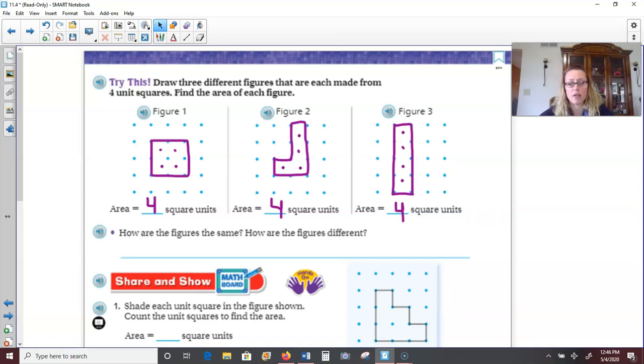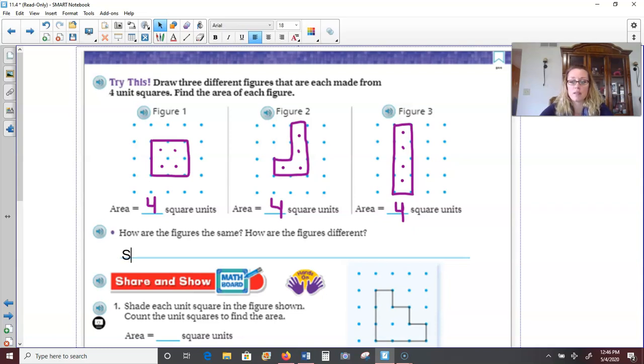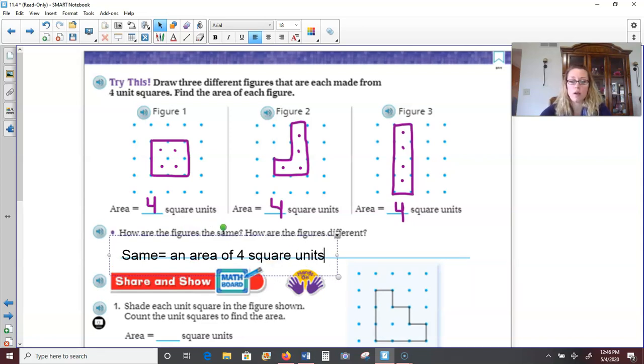Now we have a question here to answer. How are the figures the same? How are the figures different? Well, they are the same because they all have the same area, but the shape of them looks different. The first one looks like a square, the second one looks like a backwards L, and the third one is a rectangle. So we could say same equals an area of 4 square units.